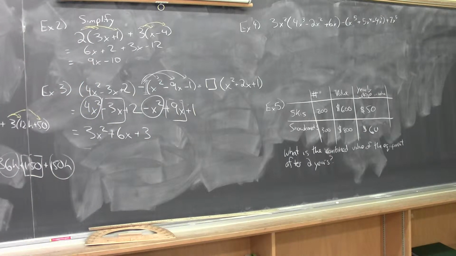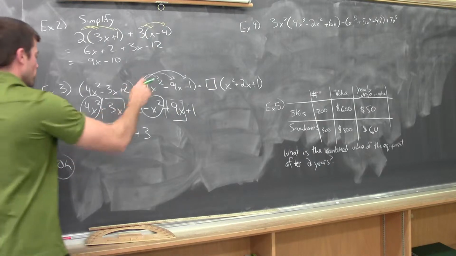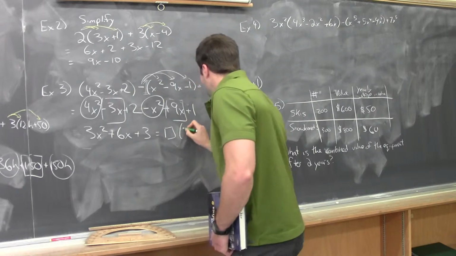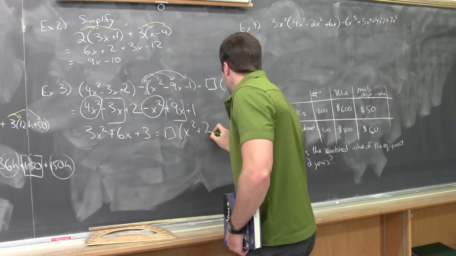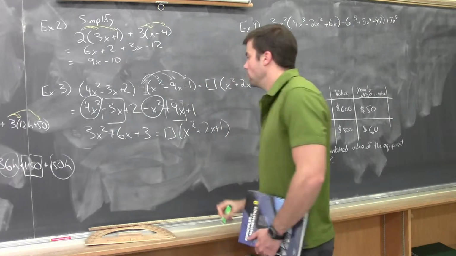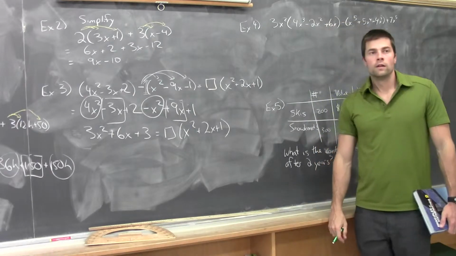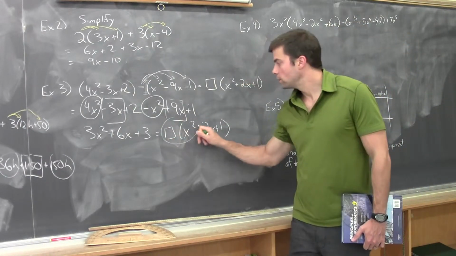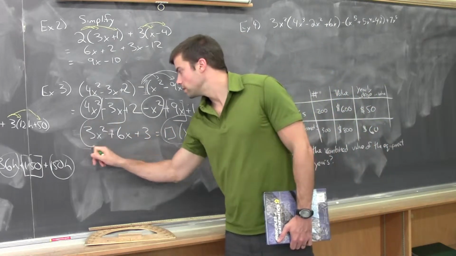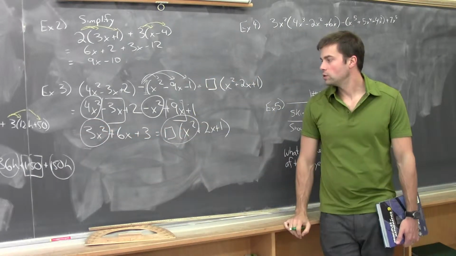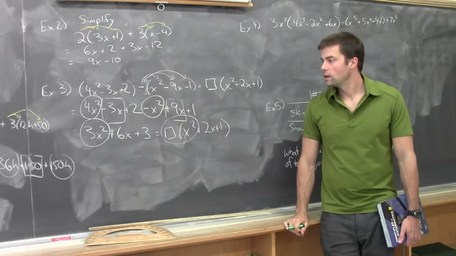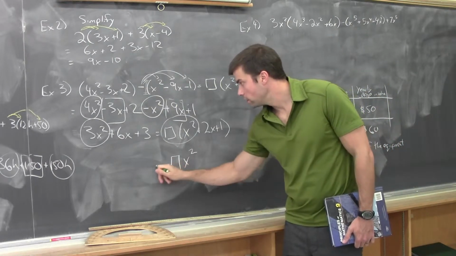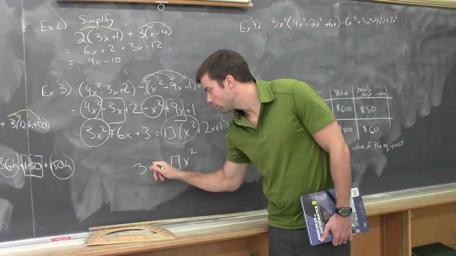That's the most we can do. That's the most we can simplify. So I'm going to put in the original question now, blank x squared plus 2x plus 1. So now, if we look at this and this, which is our first two terms, I'm going to say, what times x squared gives me 3x squared?